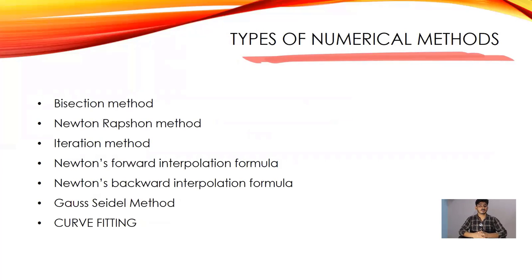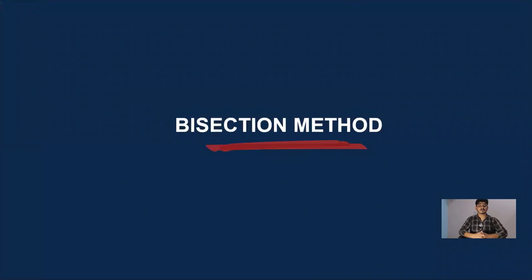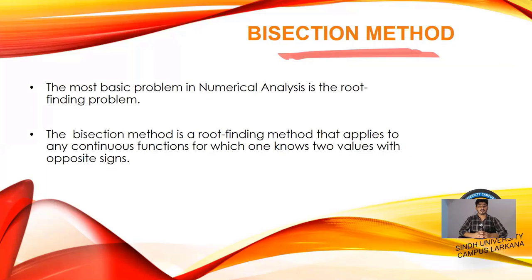Some types of numerical methods or numerical analysis: the bisection method, Newton-Raphson method, iteration method, Newton's forward interpolation formula, Newton's backward interpolation formula, secant method, and curve fitting. So the next topic is the bisection method. The bisection method is a root finding method that applies to any continuous function for which one knows two values with opposite sign.